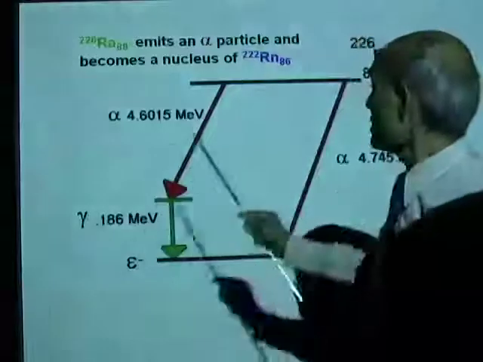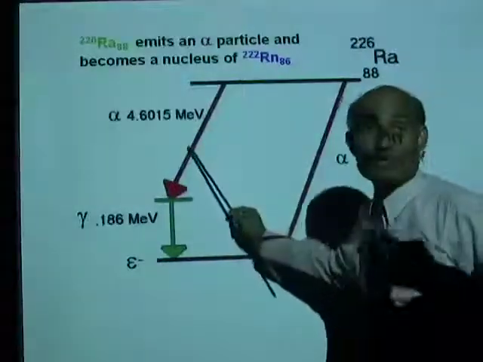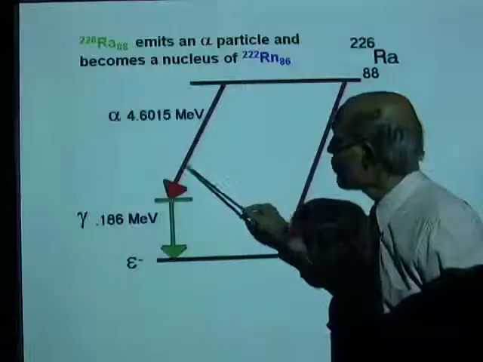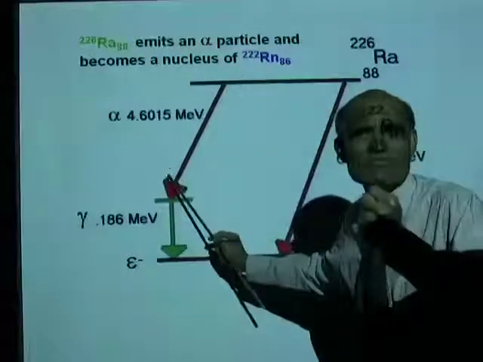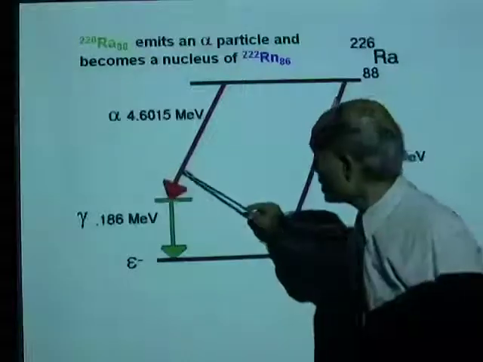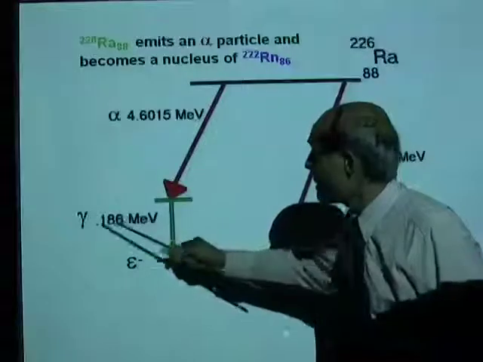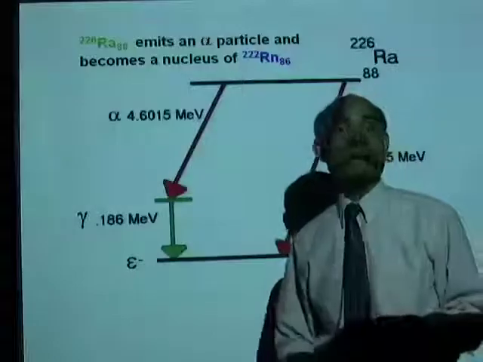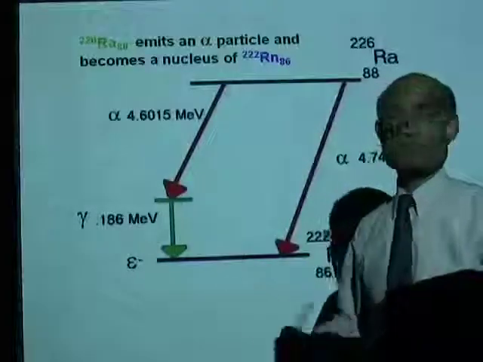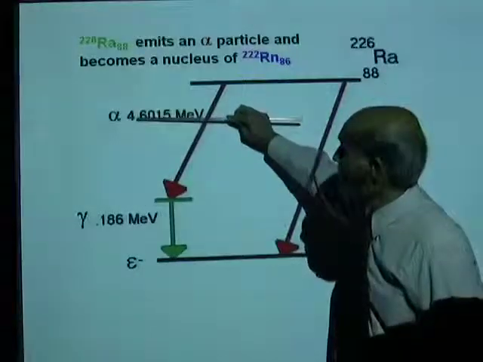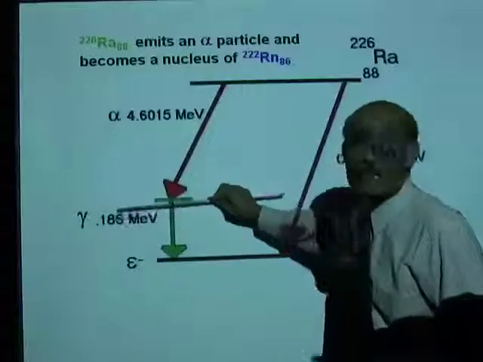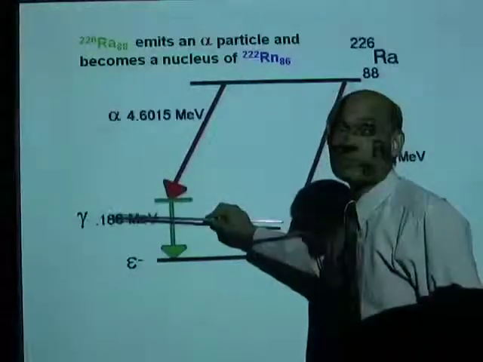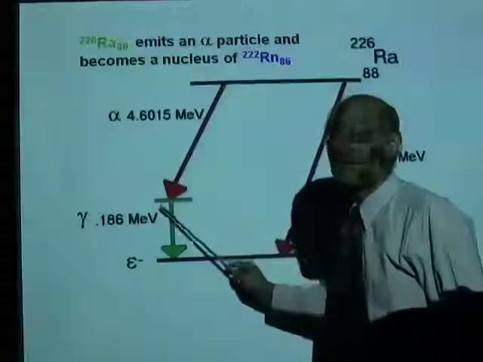Now, the energy of this alpha particle that comes out of the radium carries 4.6 million electron volt, and it is also accompanied by a gamma radiation which carries 0.186 million electron volt. And so the total energy that is taken away from that nucleus is the sum of these two. This is one possibility.